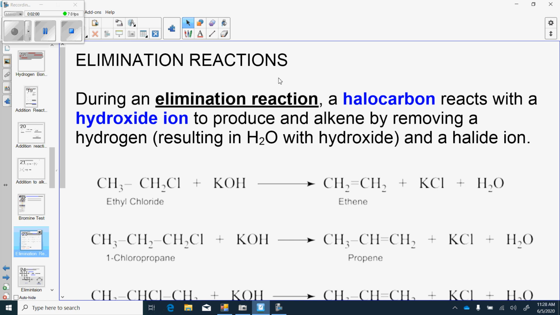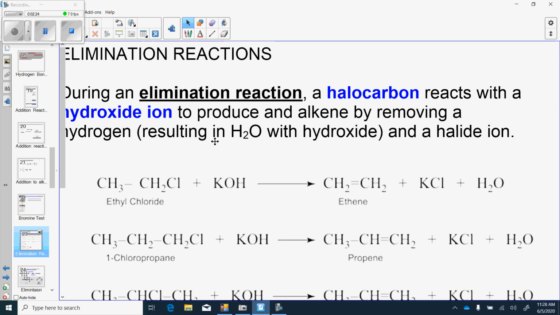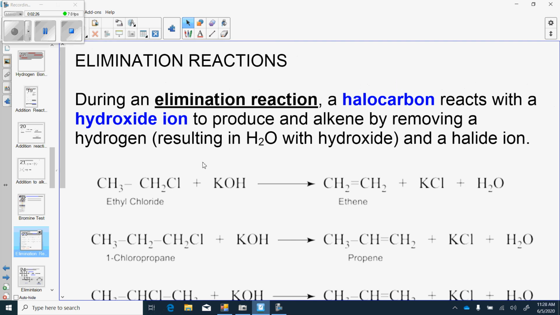And what we're going to do is by eliminating one of our branches, we're going to create a double bond. So during an elimination reaction, a halocarbon reacts with a hydroxide ion to produce an alkene, so we're going to make a double bond by removing a hydrogen. And this also will result in water because that hydroxide will join with the hydrogen that we eliminate and therefore create water. So let's take a look at a couple examples.